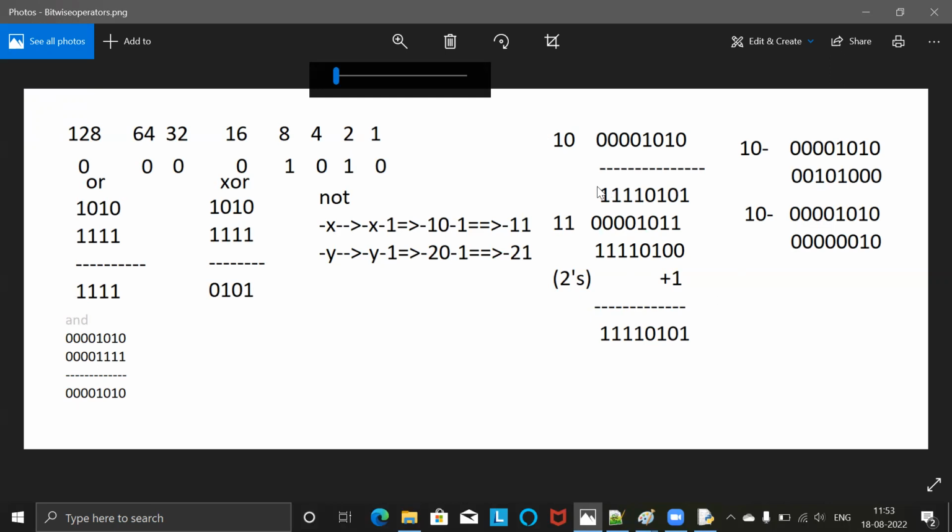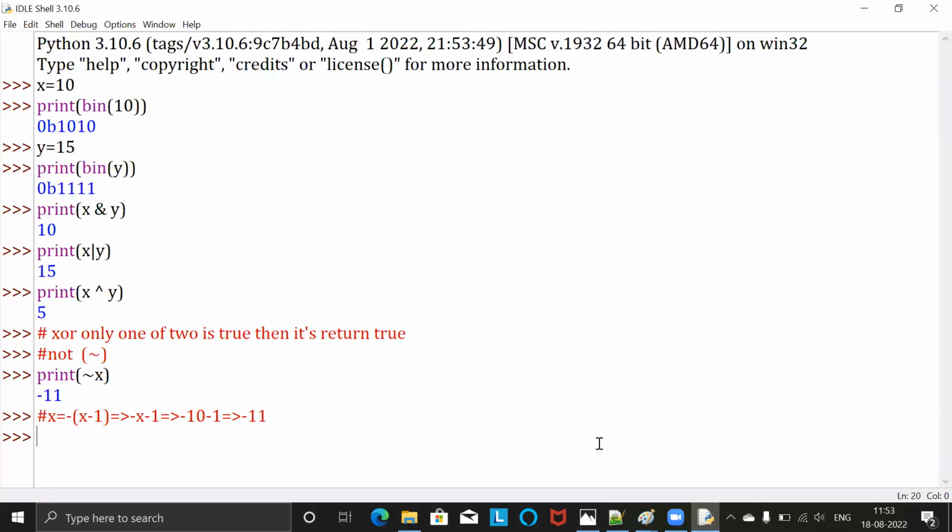Once observe, the 10 value and the minus 11 value are the same. The 10 value is 1 1 1 0 1 0 1 1 1 1 0 1 0 1. Both values are the same. And once practice printing: take print x equal to 15, and practice it yourself also.